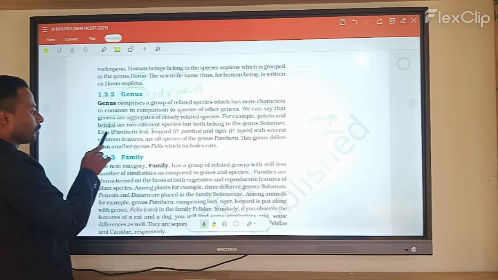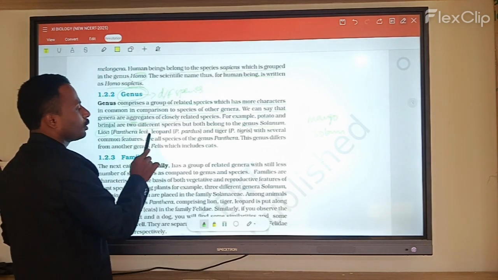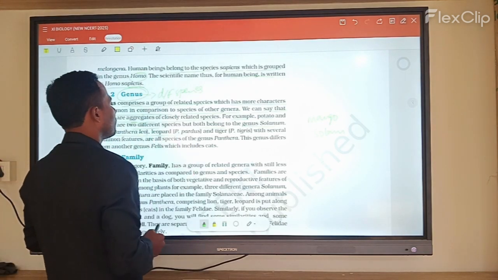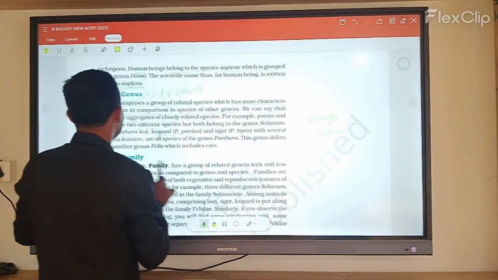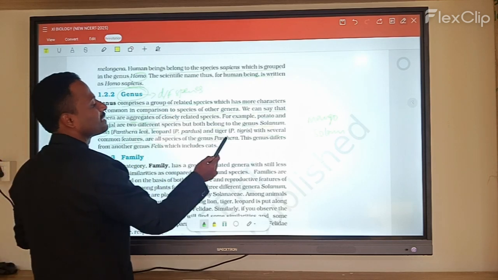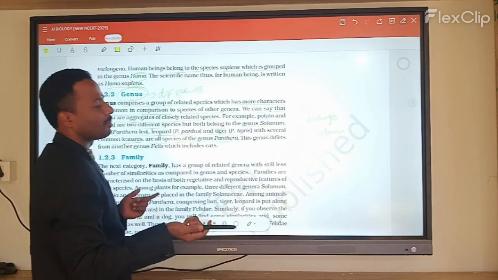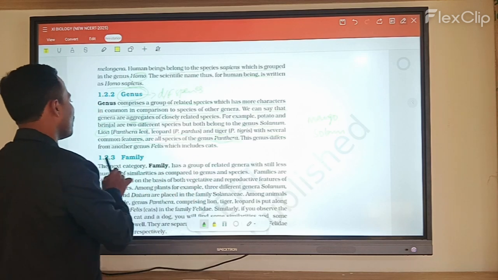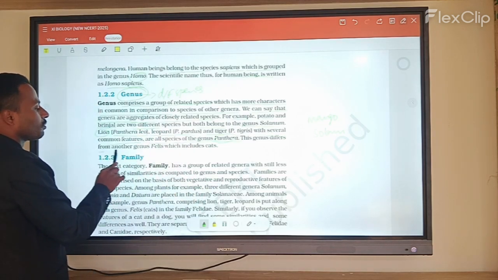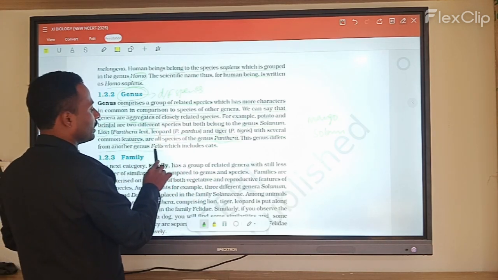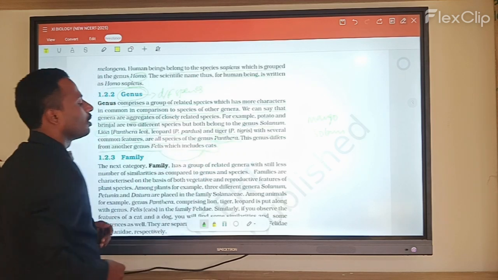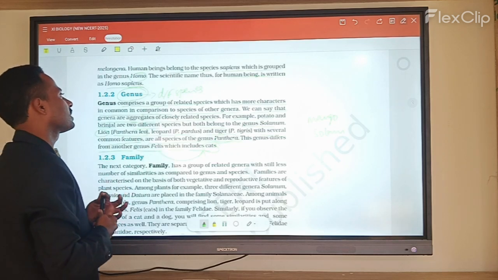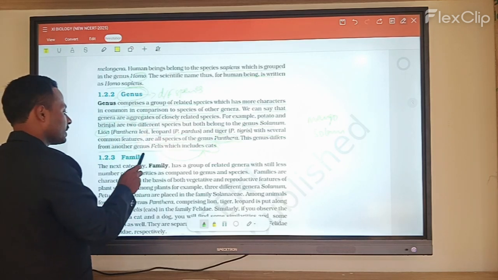And see another example: lion, Panthera leo, and leopard, Panthera pardus, and the tiger. With these several common features, all these species share the genus Panthera. The common genus is what? Panthera. So these genera differ from another genus, Felis, which includes cats. Felis includes what? All cats. Okay, these are completely genera. Next one is family.